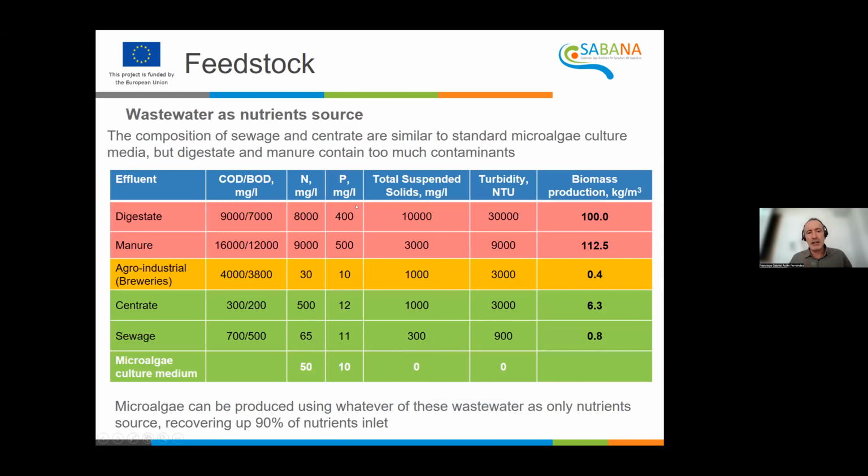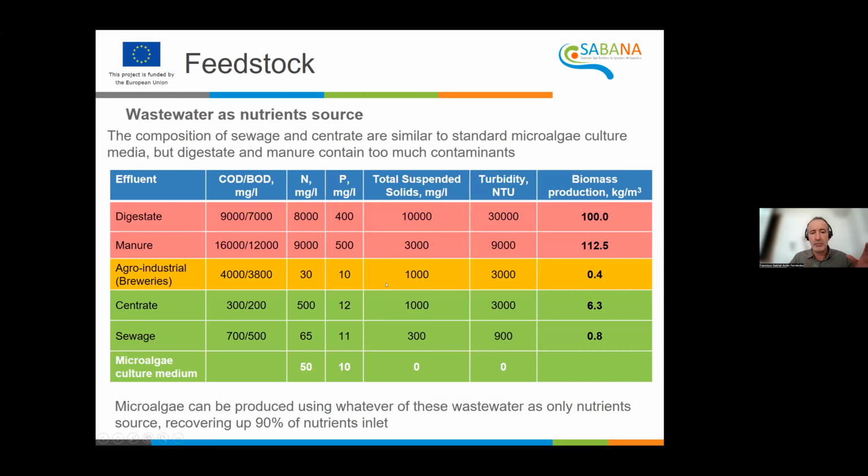Okay. Then, as part of this research, we performed different activities focused on the more sustainable production of microalgae, using different effluents such as sewage or centrate from urban wastewater treatment plants, but also other effluents from agro-industry, including manure and digestates, also from farming activities. I want to remark that the use of all these effluents to produce microalgae is possible.